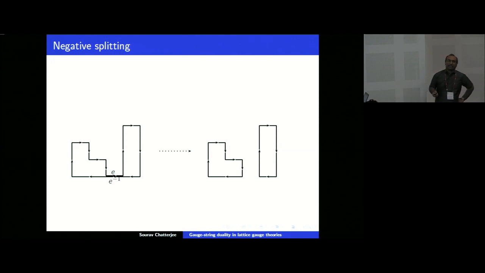And you can have a negative splitting, which you can have if you have a loop which passes through the same edge but in two different directions. Then you can split it in two, but you remove this edge. So there are these things, and similarly you can have this twisting operation, where you pass through this edge in two different directions, but then you twist it, and you see these two pictures look almost the same, but it's a little different.